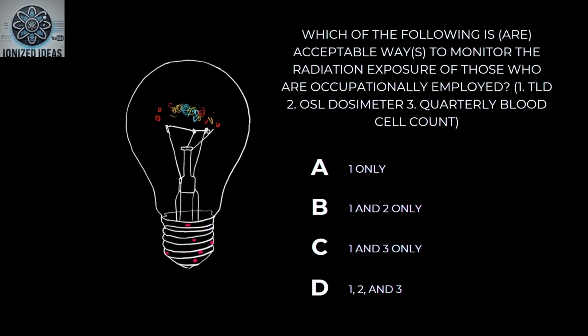Which of the following are acceptable ways to monitor the radiation exposure of those who are occupationally employed? 1. TLD, 2. OSL dosimeter, 3. Quarterly blood cell count. A. 1 only, B. 1 and 2 only, C. 1 and 3 only, D. 1, 2, and 3.